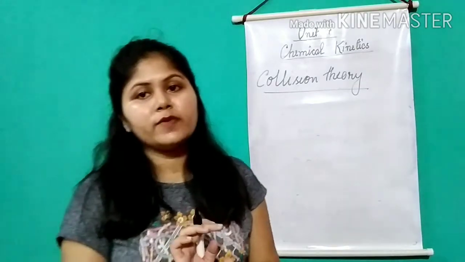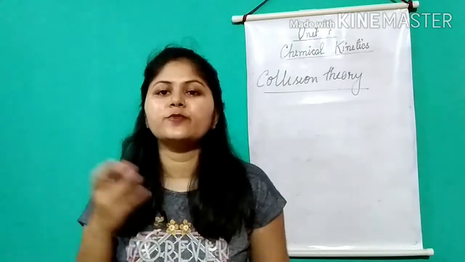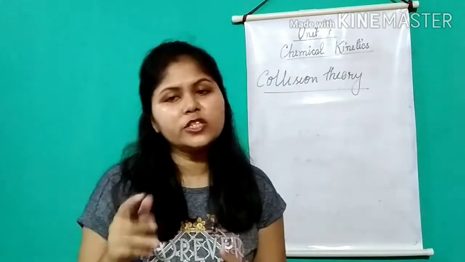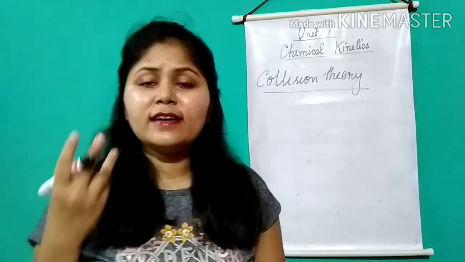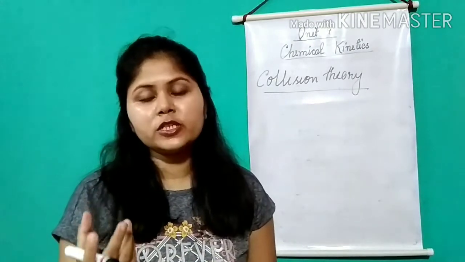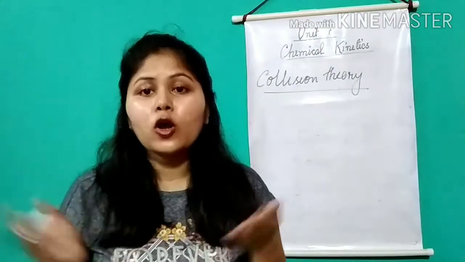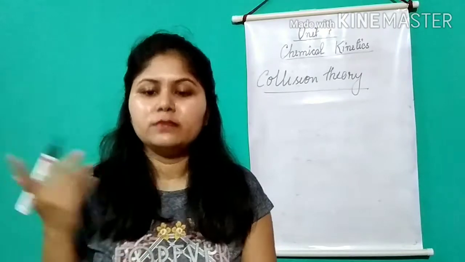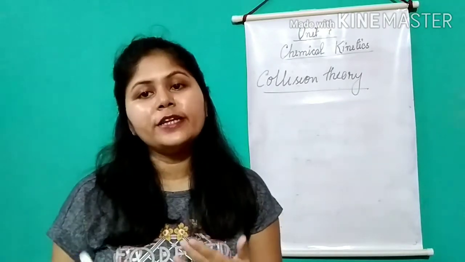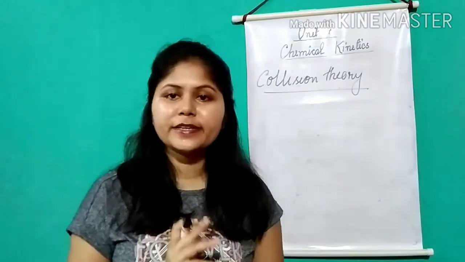What do we understand by collision? When the molecules collide with each other, the result is a collision. The first point of collision theory is that the reactant molecules are very hard. So what will happen? When they collide, they will form some reaction. A reaction will occur only when there is some collision. So the first point is this.